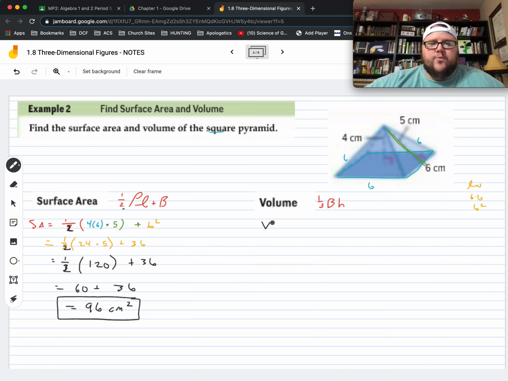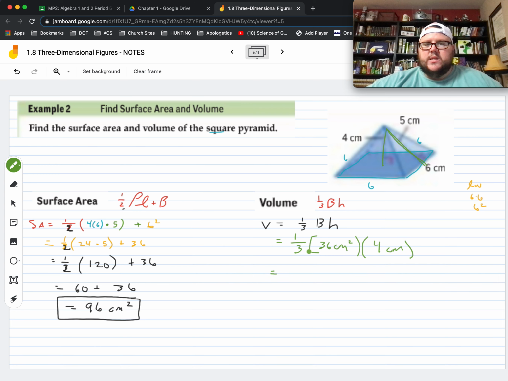Now our volume, and I'm going to write the equation again, 1/3 area of the base times the height. So our volume equals 1/3 times the area of the base. Well, we already did the area of the base. Remember, it's a square. So length times width, 6 times 6. 6 squared is 36. And I could put centimeters squared because I already know that. Times the height. Well, the height is 4 centimeters.